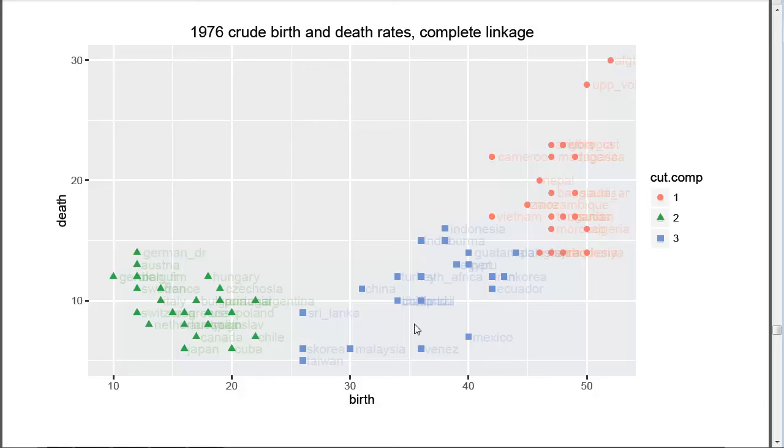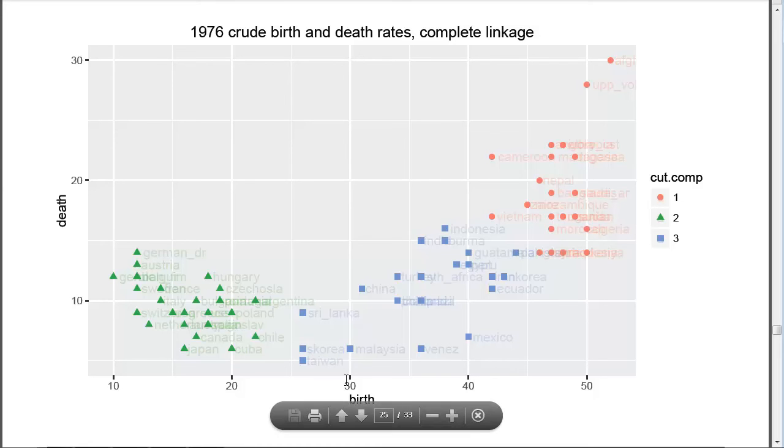And then we've got this middle set of countries, Taiwan, South Korea, China, Indonesia, Ecuador. And then we've got this group up here, Vietnam, Nepal, and Afghanistan. And to the eye, these look pretty good as three clusters.